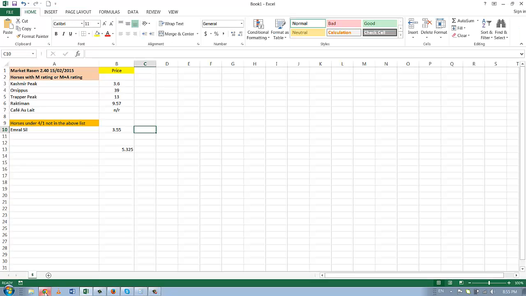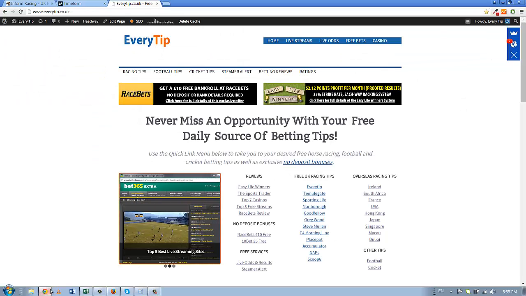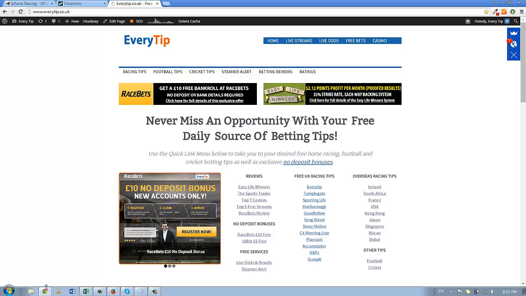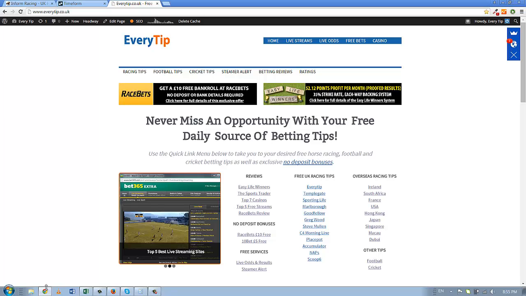I use a service called informracing.com. It is a service that provides speed figures or speed ratings for every horse in every race in the UK. It is without doubt one of the best speed ratings I've ever used, and without it I would be clueless when it comes to racing. So here, let's have a look.